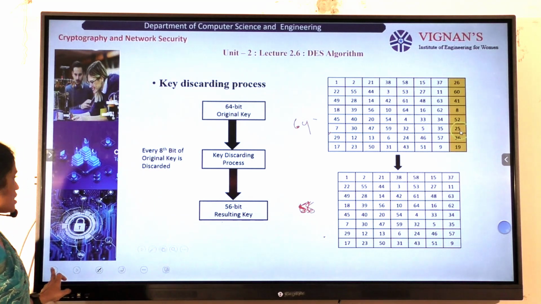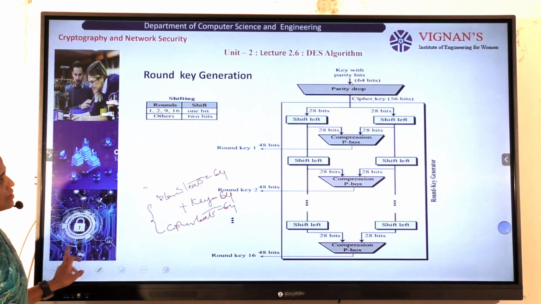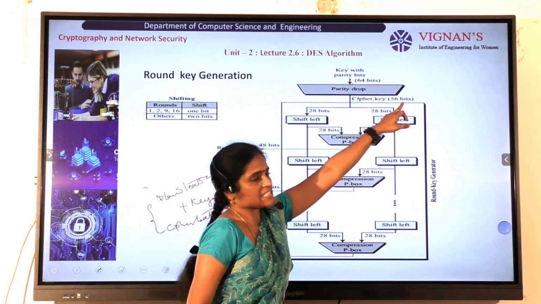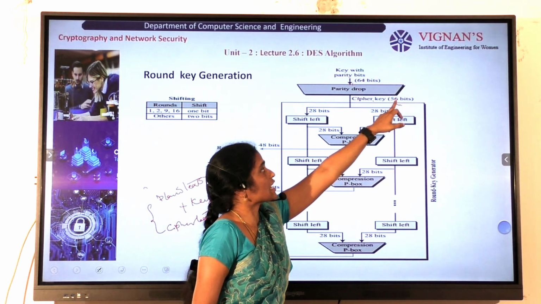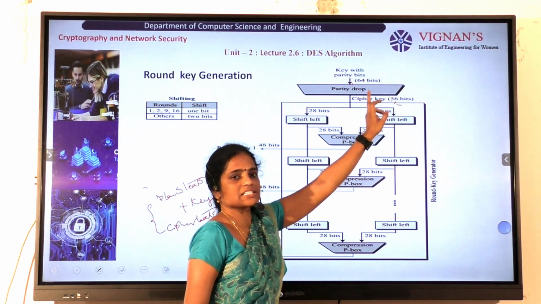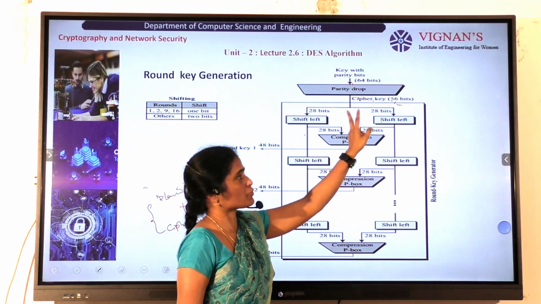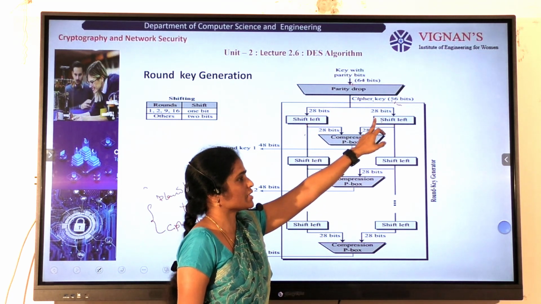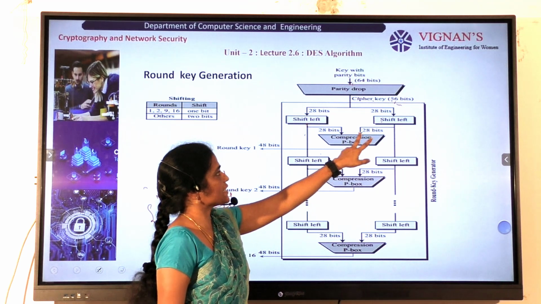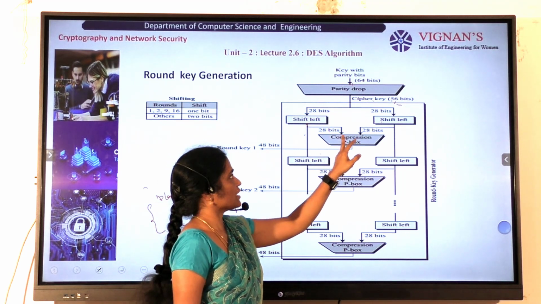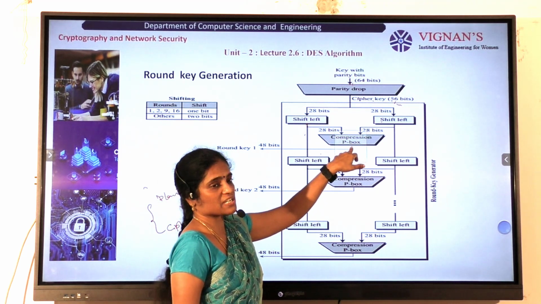Okay, so then these 56 bits, after eliminating the parity bits, are again divided into two halves. One is 28 bits, another one is 28 bits. So these two 28-bit halves are taken as input to the compression P-box.